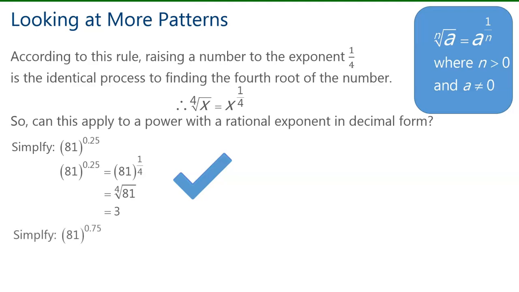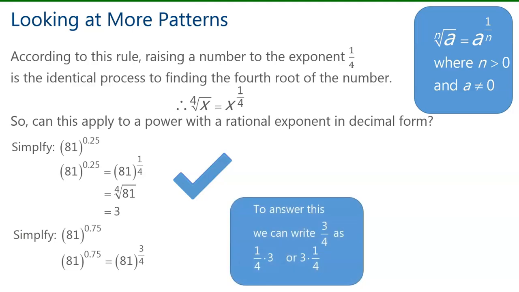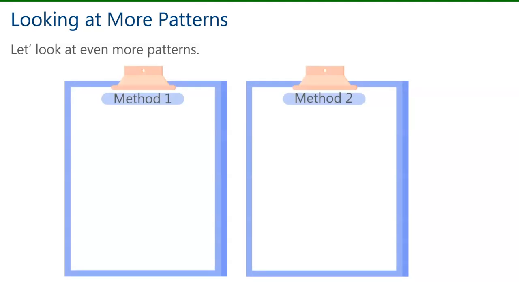So what about 81 to the exponent 0.75? Well, this would be 81 to the exponent 3/4. To answer this, we need to consider two approaches. We can write 3/4 as 1/4 times 3, or 3 times 1/4. So knowing this, we need to look at more patterns. Let's look at this with our two methods, keeping in mind in the upper right-hand corner our power to a power rule.